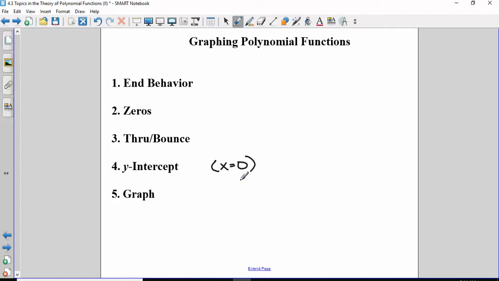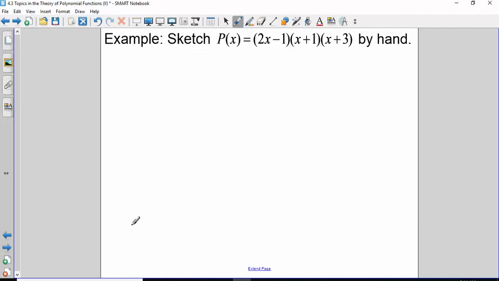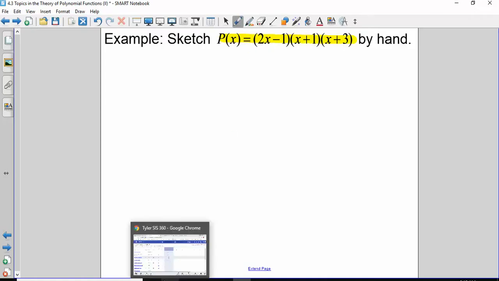Okay, first problem. We are drawing these things by hand. Now you obviously have a graphing calculator so you can check yourself, but on these problems I'm asking you to find certain things. Everything that I ask you to find I expect to see on your graph somewhere. So here is our first problem. I want to sketch this graph. P of x equals 2x minus 1 times x plus 1 times x plus 3.